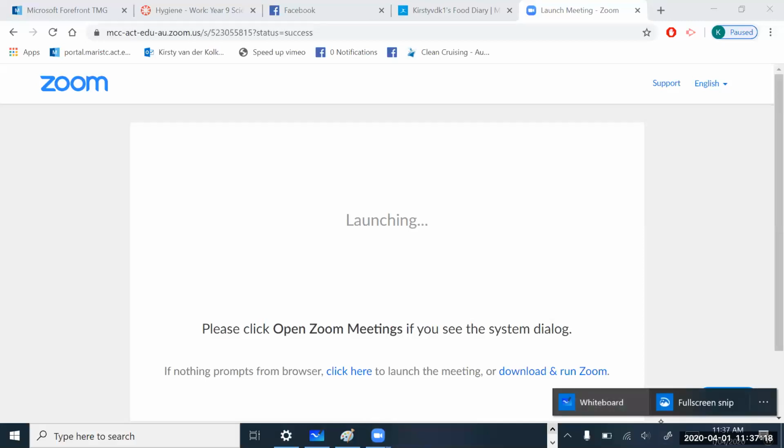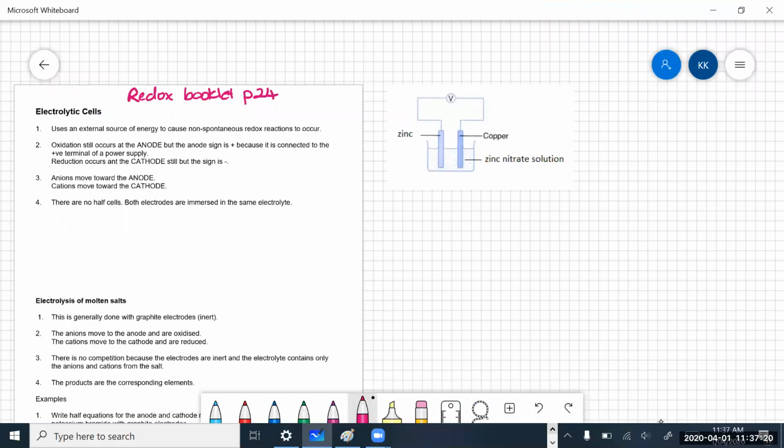Morning, Year 12. We are going to learn today about what an electrolytic cell is. So let's get started. For this, you are going to need your redox booklet, and we're looking at page 24. I'm just going to cut to whiteboard. Okay guys, so we are looking at electrolytic cells.